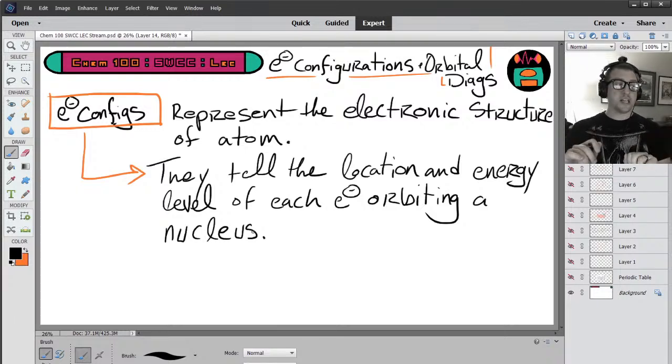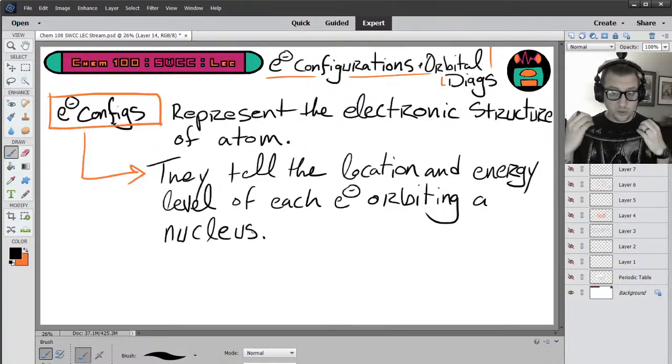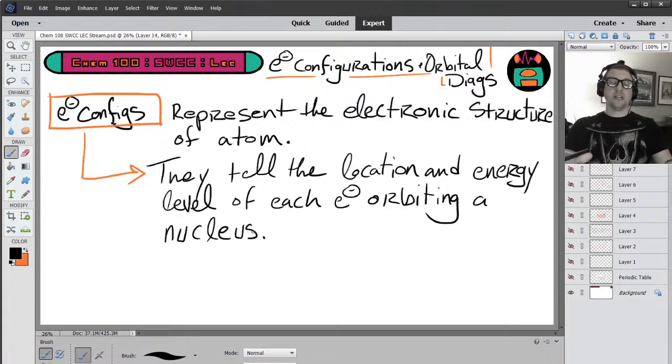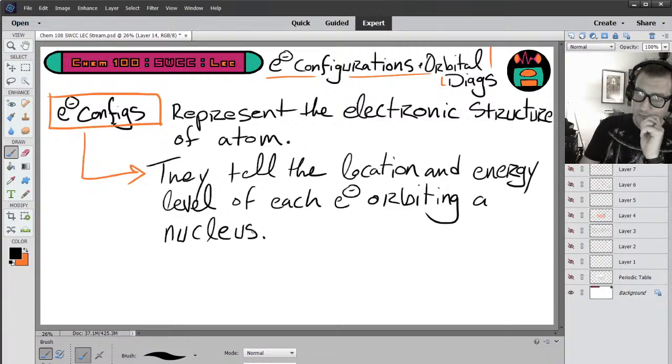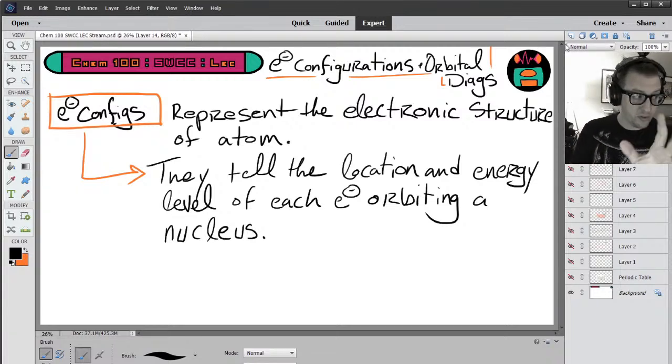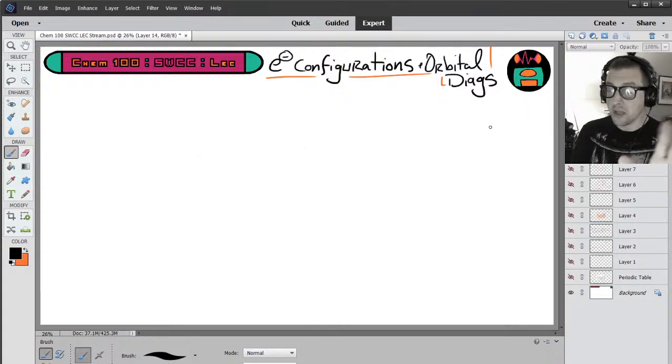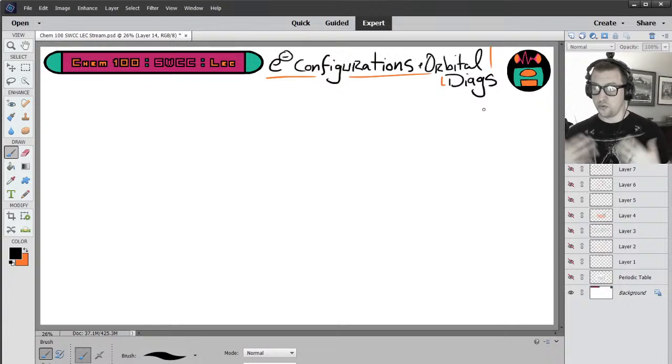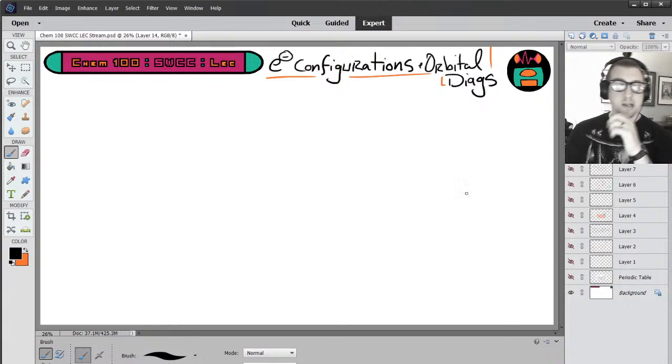All right, so that's what an electron configuration is. It is a depiction of the electronic structure of an atom, and it will give you the location and energy level of every electron orbiting a nucleus. Sounds pretty cool if you're, well, a nerd. Let's talk about how to write them.